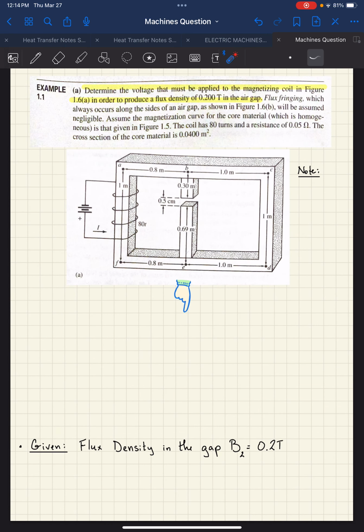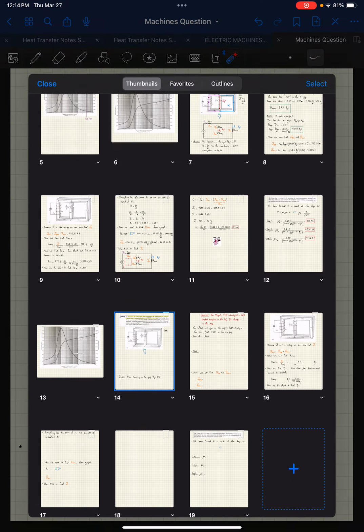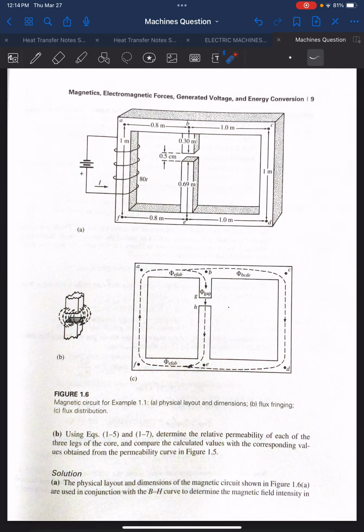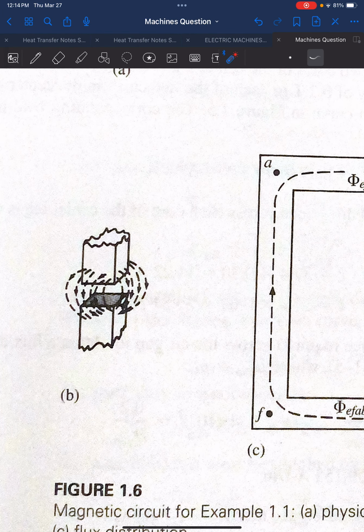The coil has 80 turns and a resistance of 0.05 ohms, and they say the cross-section of the core material is 0.04 meters squared. So this is why they mentioned that we can neglect flux fringing, because we want to basically assume that the cross-section of the core is going to be the same everywhere, even in the air gap. Now, this is of course assuming that we're neglecting flux fringing. If you're not neglecting flux fringing, then as you can see, the cross section where you have magnetic field is much bigger than just the cross section of the core, because you have fringing magnetic field. So to make the question a little easier, they say neglect flux fringing.